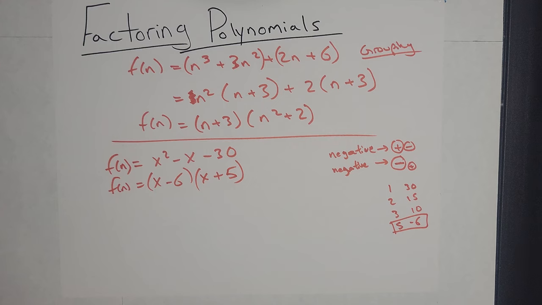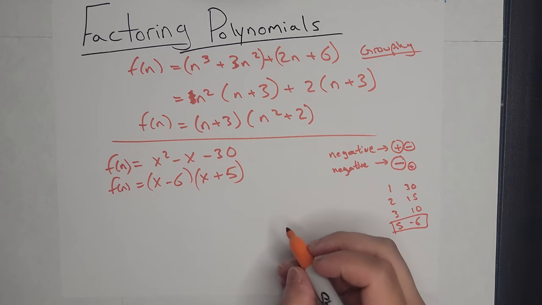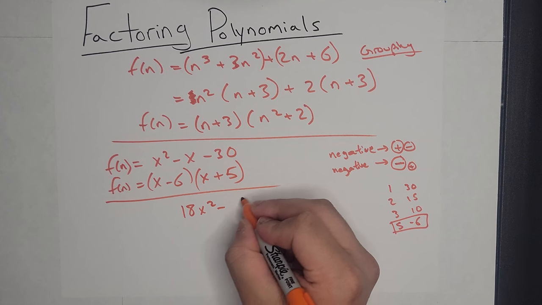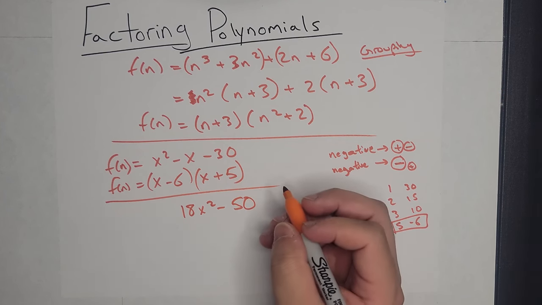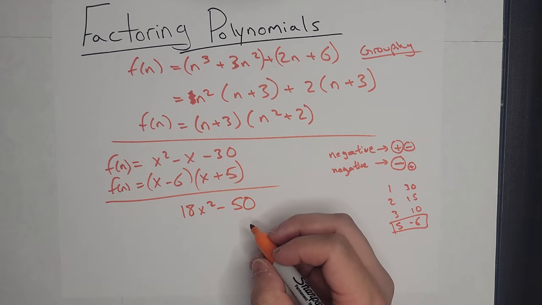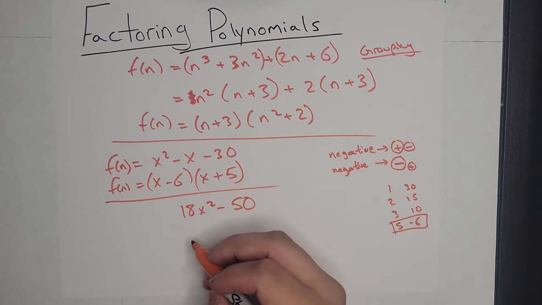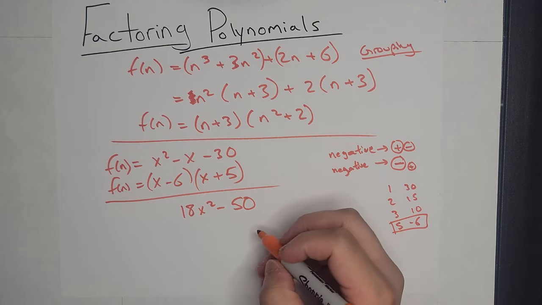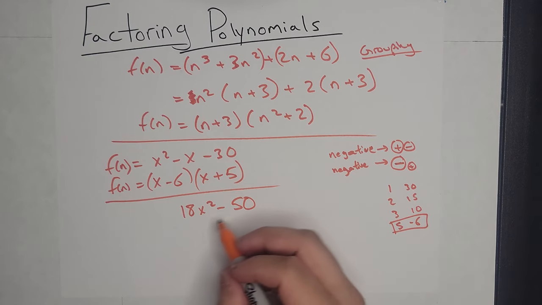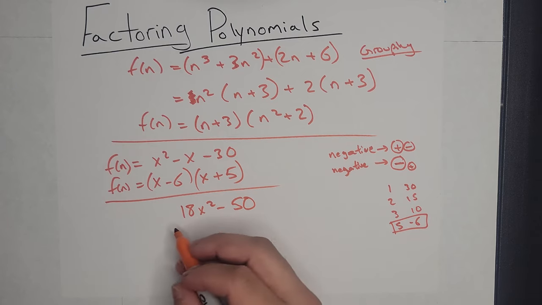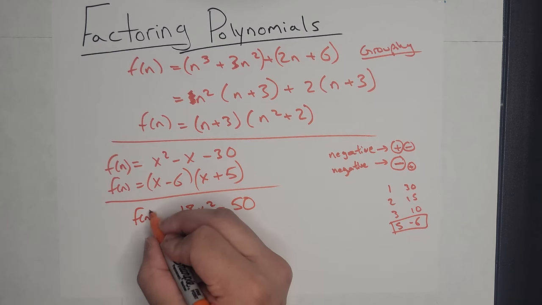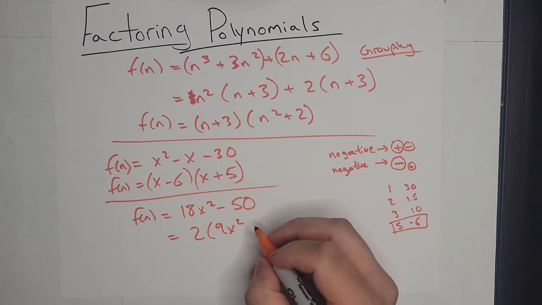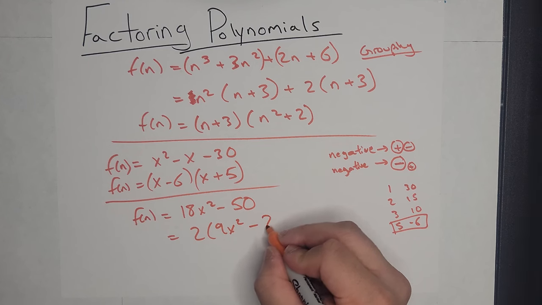So, let's do another one. Let's do 18x squared minus 50. See where we can take things out. So one of the first things I see, a common factor between these two, is a 2. I'm left with 9x squared minus 25.